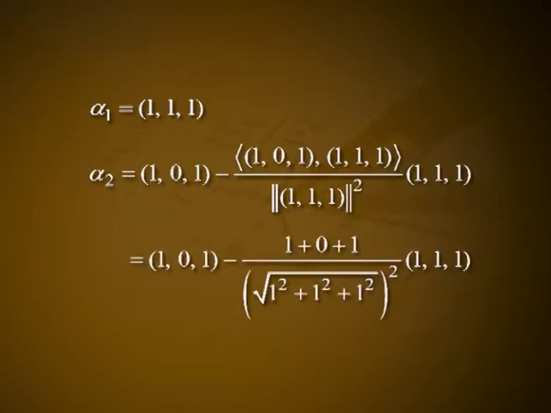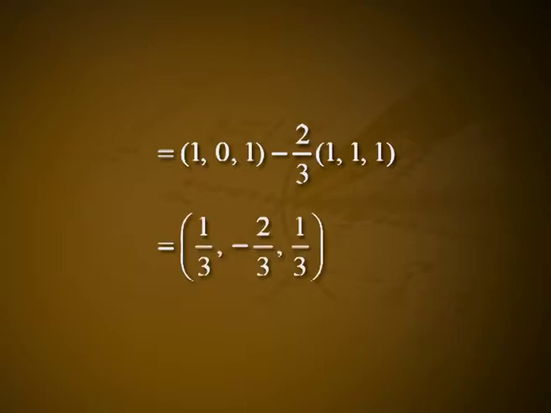Alpha 2 is equal to (1, 0, 1) minus inner product of (1, 0, 1) and (1, 1, 1) by norm (1, 1, 1) square, times (1, 1, 1), which is equal to (1, 0, 1) minus (1 plus 0 plus 1) by the square root of 1 square plus 1 square plus 1 square, whole square, times (1, 1, 1), which is equal to (1, 0, 1) minus 2 by 3 times (1, 1, 1), which is equal to (1 by 3, minus 2 by 3, 1 by 3).